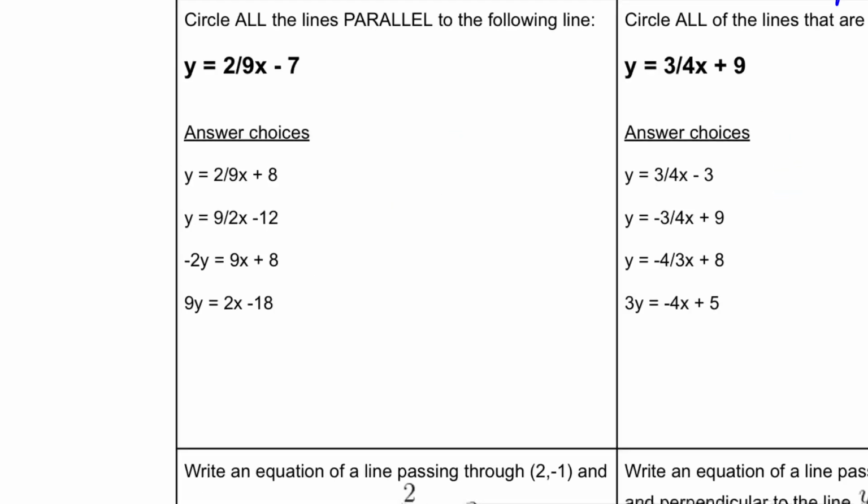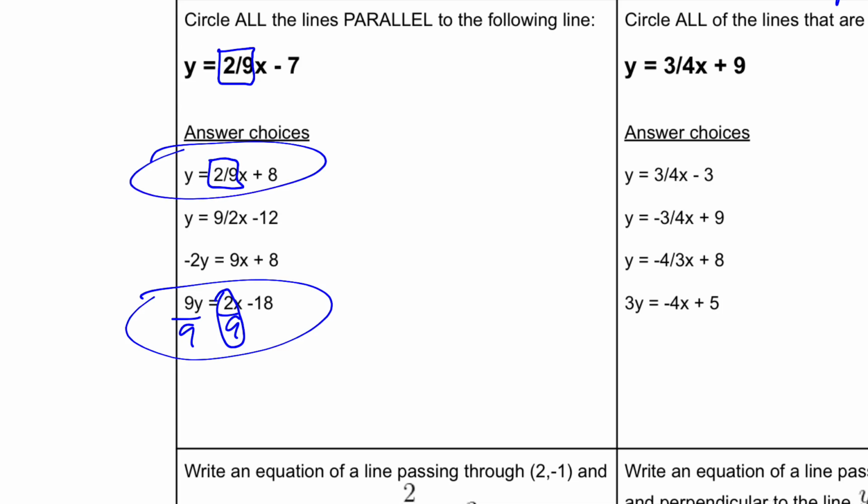To find the slopes that are parallel, I have to solve each of these for y. So we're looking for 2/9. I see that right here. If I divide all these by 9, this will also give me 2/9. Those are the parallel slopes, the ones that are the same.